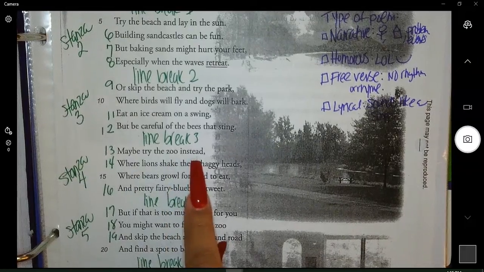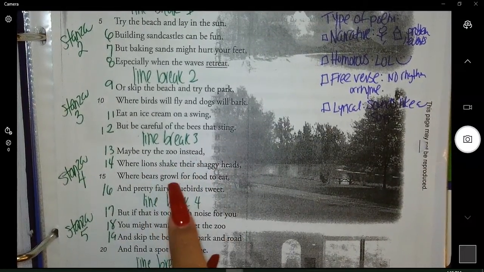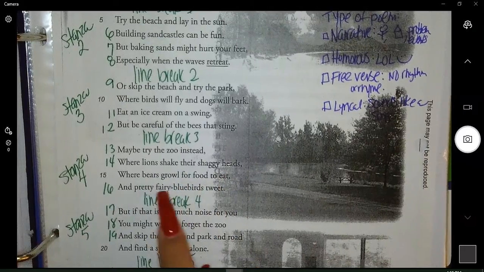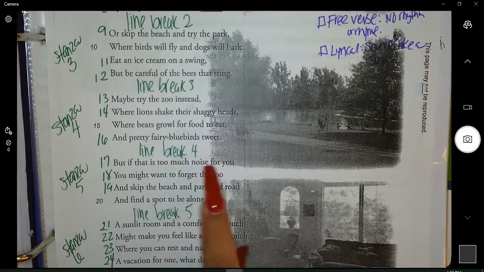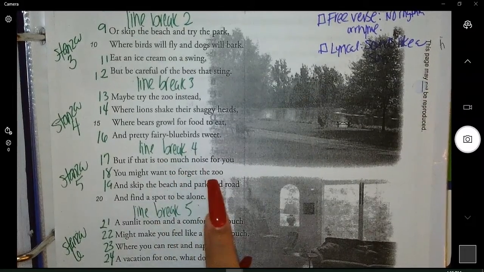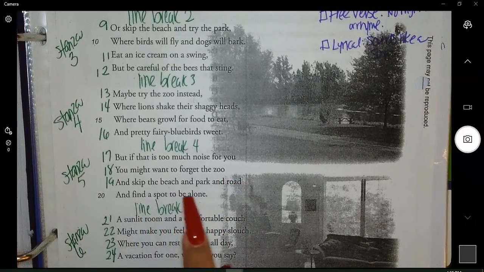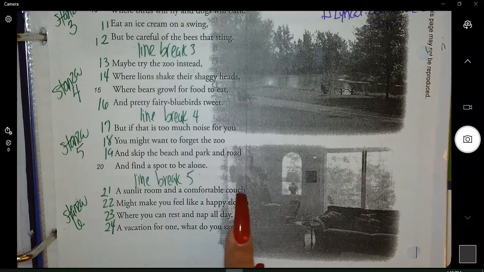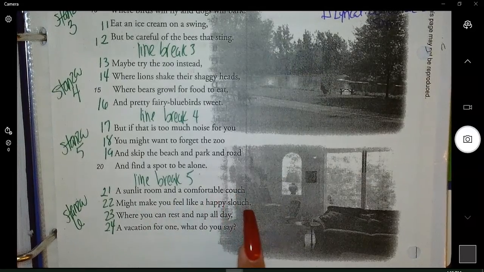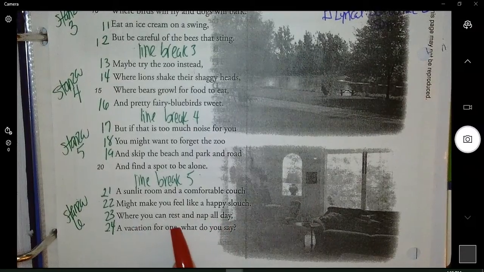Maybe try the zoo instead, where lions shake their shaggy heads, where bears growl for food to eat, and pretty fairy bluebirds tweet. But if that's too much noise for you, you might want to forget the zoo and skip to the beach and park and road and find a spot to be alone. A sunlit room and a comfortable couch might make you feel like a happy slouch, where you can rest and nap all day. A vacation for one.